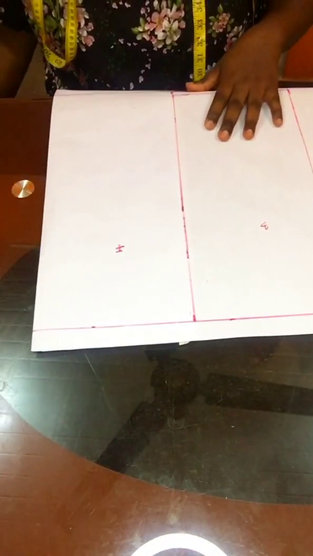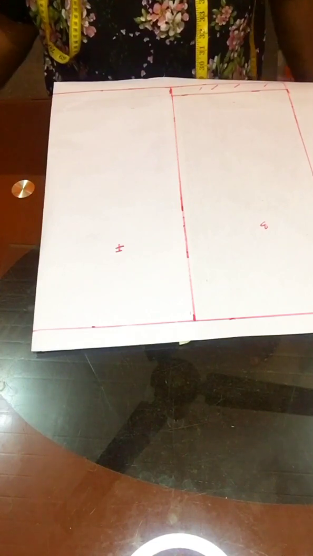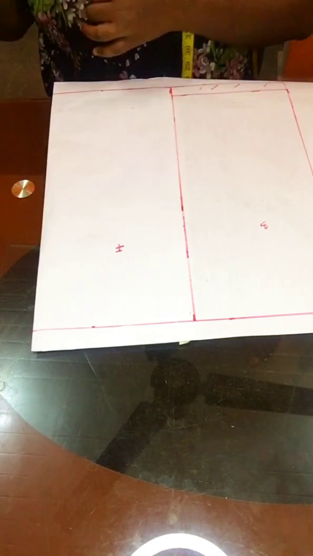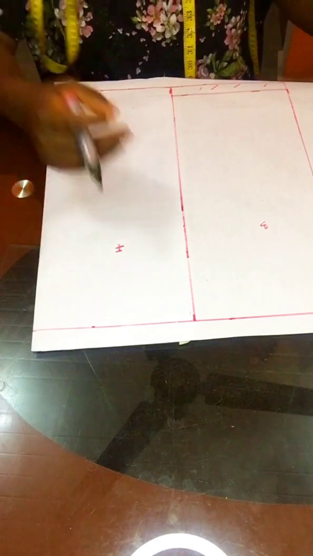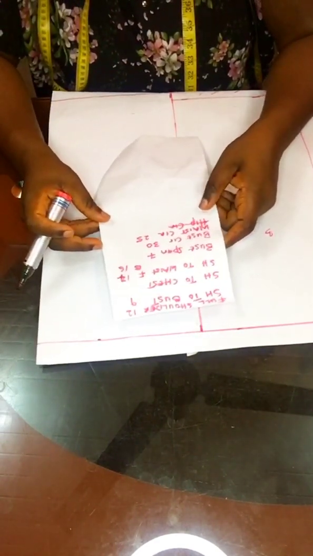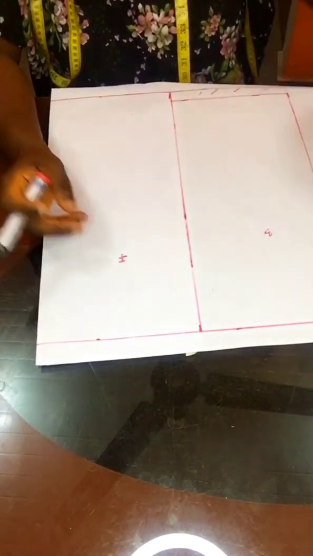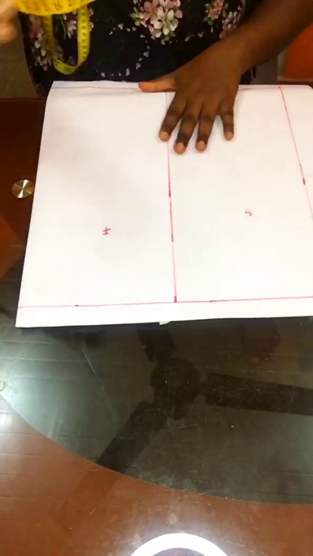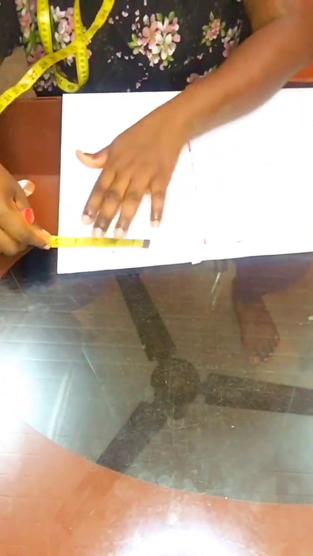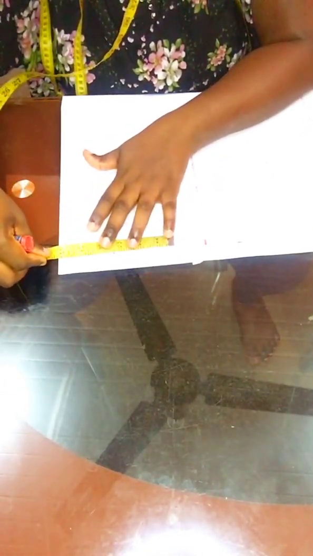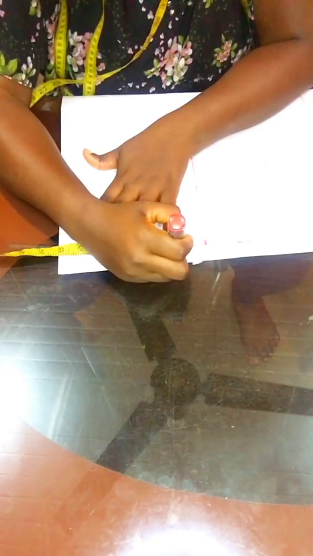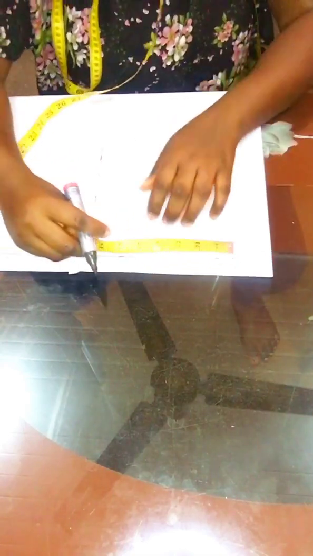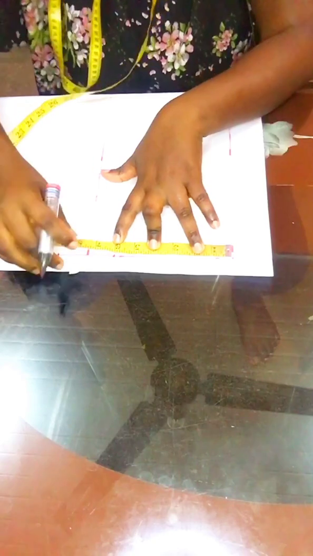Now, the next thing we are going to do is to take our shoulder measurement. What I have here as my full shoulder measurement is 12 inches. So what I'm going to do is to divide 12 inches into 2, and that gives me 6 inches. So I will come here and mark 6 inches and come to the back as well and mark 6 inches.